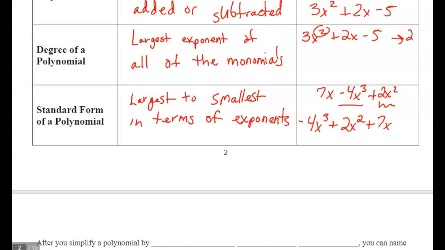And if there was a number, which there isn't in this case, the numbers always go at the end. So if I had a 6 here to start, I would add a 6. This would have a degree of 3 because there it is. Right? You always start with your largest one.